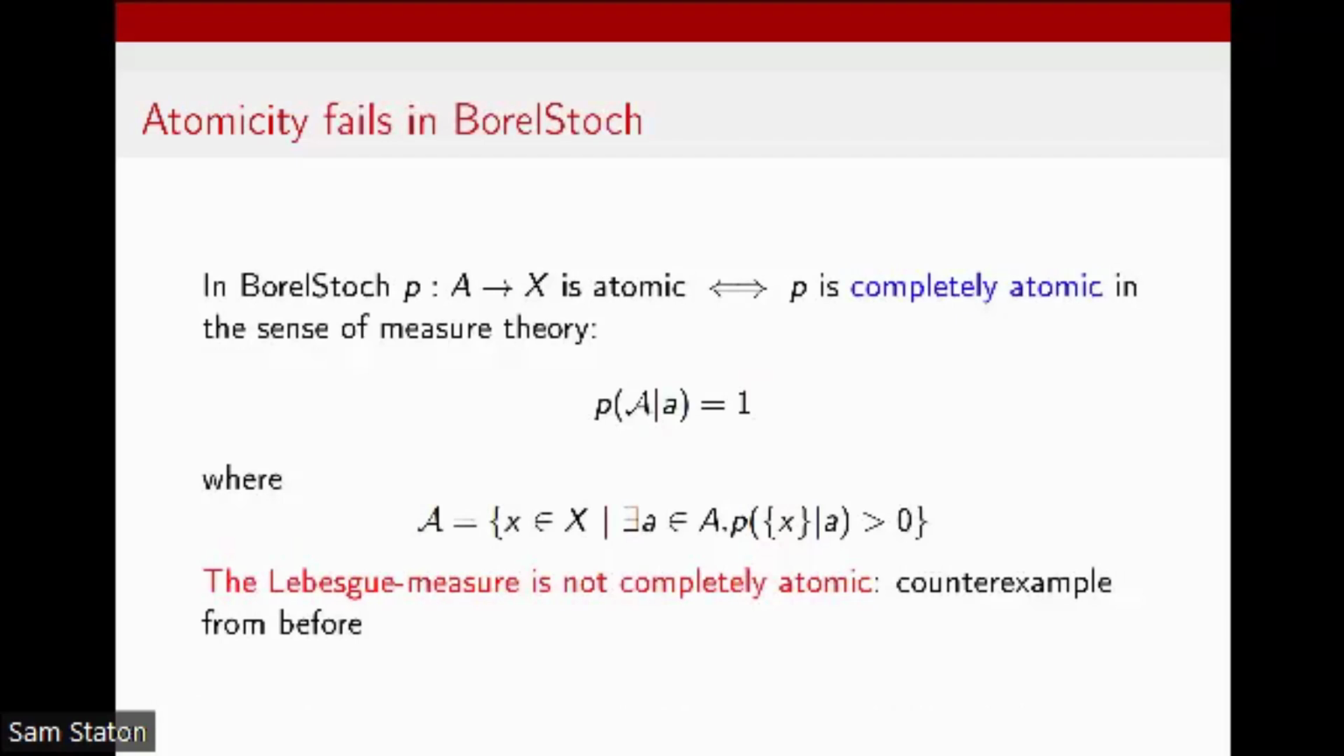For that, we can see what the atomic morphisms in BorelStoch are. A Markov kernel from A to X is atomic if and only if it is completely atomic in the sense of measure theory. What does this mean? The atoms of a measure are the points which have a mass. I say that the Markov kernel is completely atomic if for all inputs A, the weight of the set of atoms is 1. And the Lebesgue measure is not completely atomic. In fact, it doesn't have any atoms.